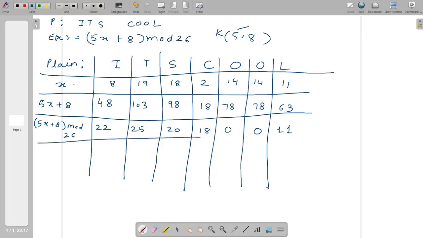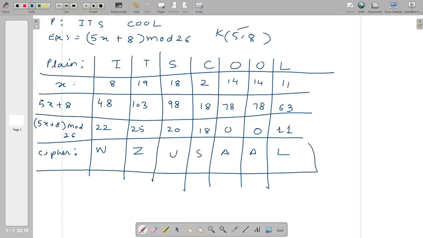In the next line, what we are going to do? Now we are going to write the equivalent alphabet for these numbers. So now you can say we are going to write the ciphertext. So 22 is for W, 25 is for Z, 20 is for U, 18 is for S, 0 is for A and 11 is for L. So for each school, the ciphertext is going to be WZUSAL.